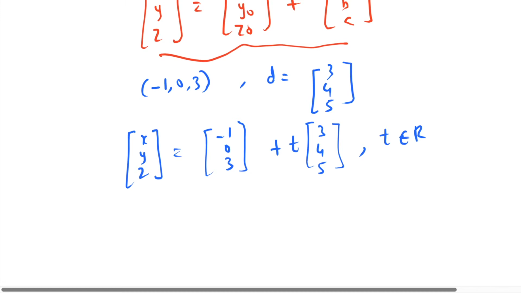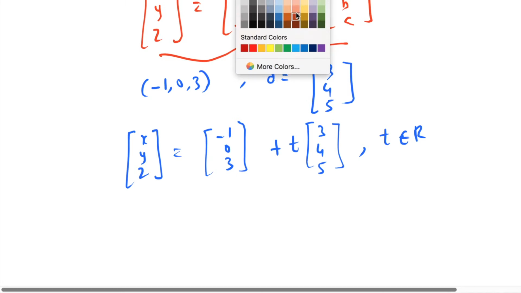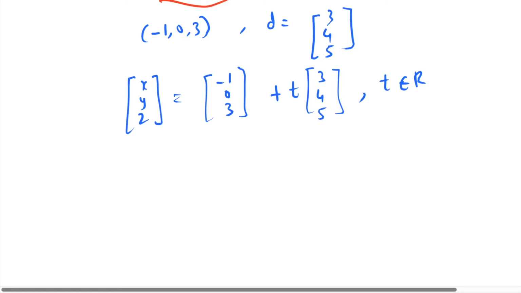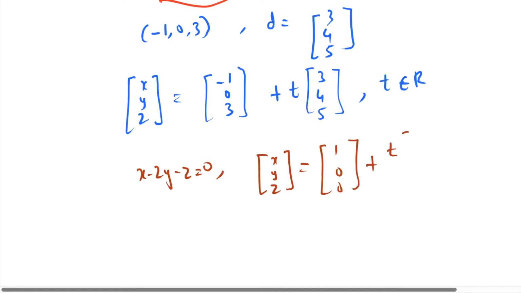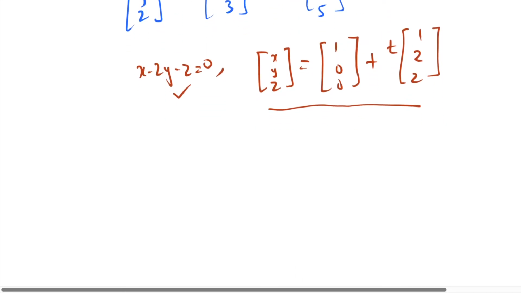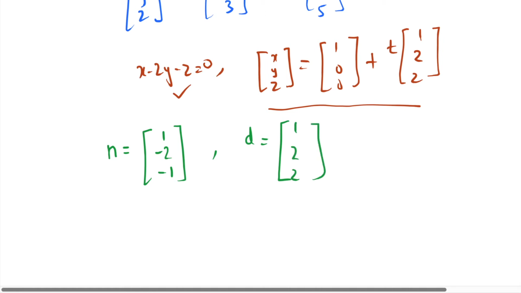Let's take another example. Okay, so let's say I wanted to find out the point of intersection between the plane x minus 2y minus z is equal to 0 and the line which is given by the equation (x, y, z) is equal to, let's say, (1, 0, 0) plus t times (1, 2, 2). So I wanted to find the point of intersection between this plane and this line. So looking at the equation, we can find out that the normal vector to the plane is (1, -2, -1), right? And the direction vector of the line is (1, 2, 2), right?